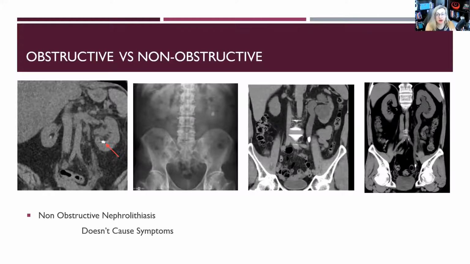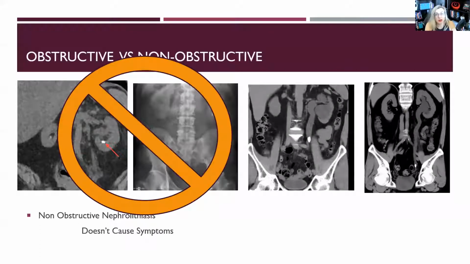These stones do not cause flank pain. Let me say that again. These stones, when they're not obstructive and they're still in the kidney, do not cause flank pain. So these stones are not something that we tend to worry about. While patients should maybe know that they could or may not have kidney stone type pain in the future, we can't predict. So a lot of times these are incidental findings that we find on CT scan or X-ray that we often don't mention to the patient because we can't predict whether they'll ever experience symptoms or not.